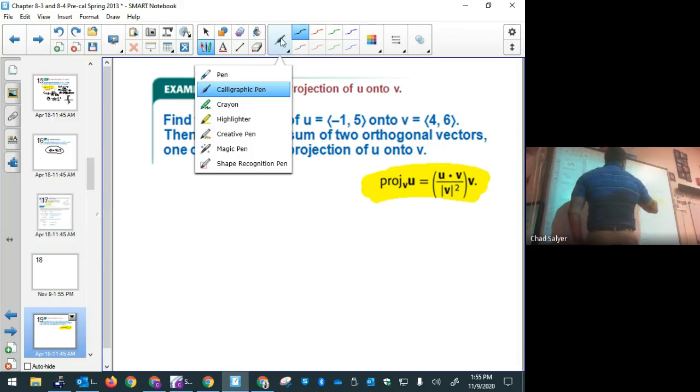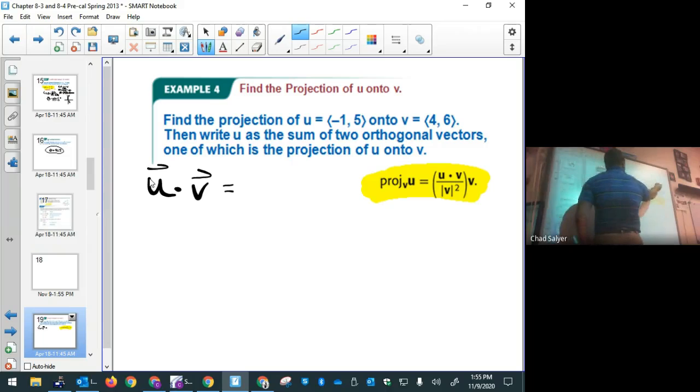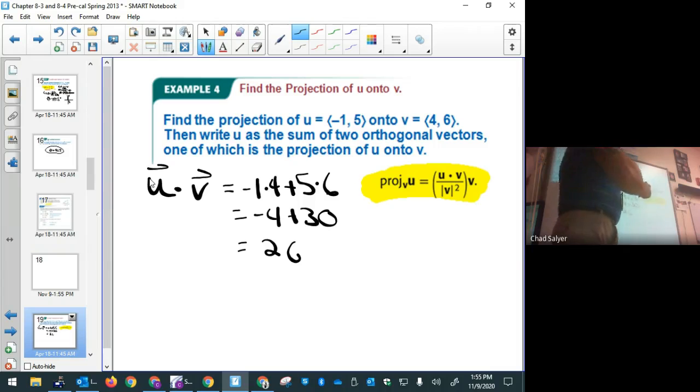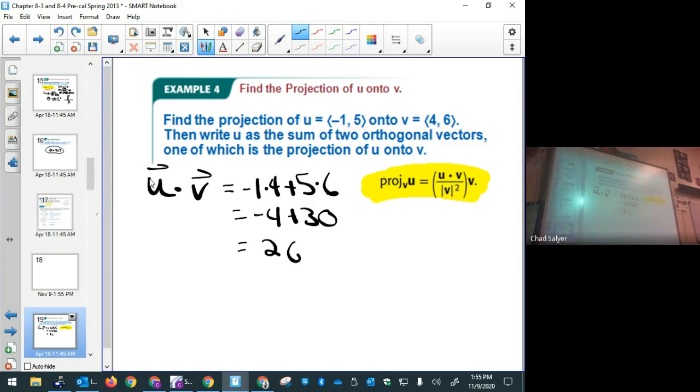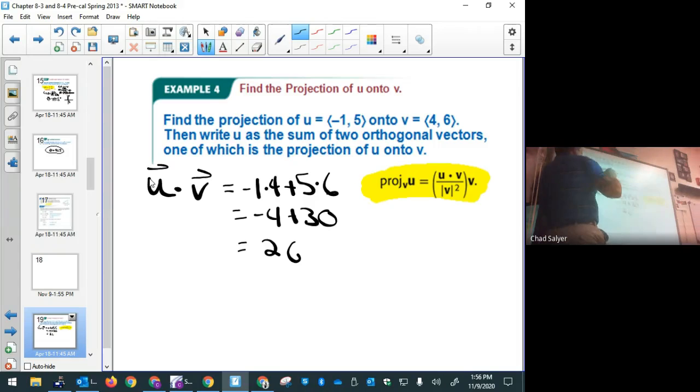Okay, so projection of U onto V. U dot V, we need to find that first. So that's negative 1 times 4 plus 5 times 6. Negative 4 plus 30, 26. JT, better late than never, brother. All right, so that's U dot V. That will be our numerator.